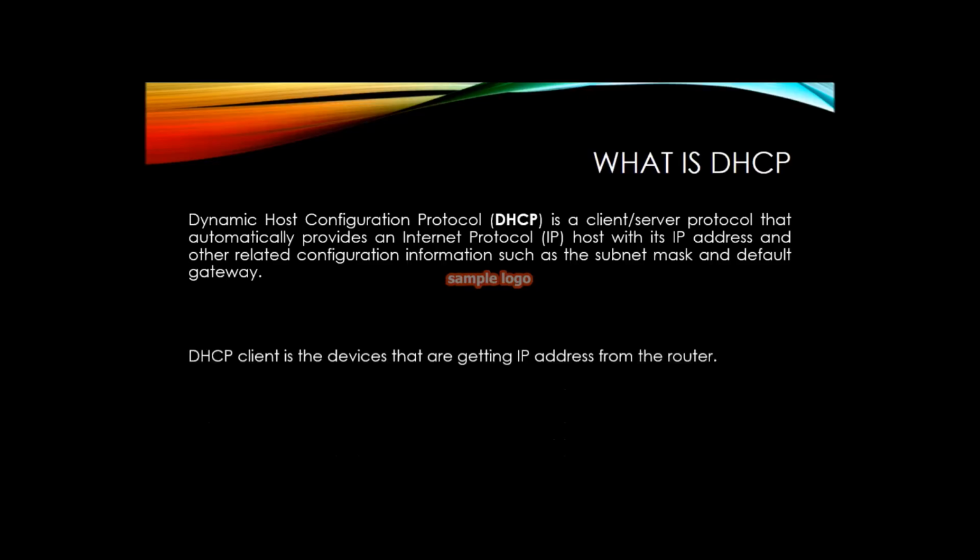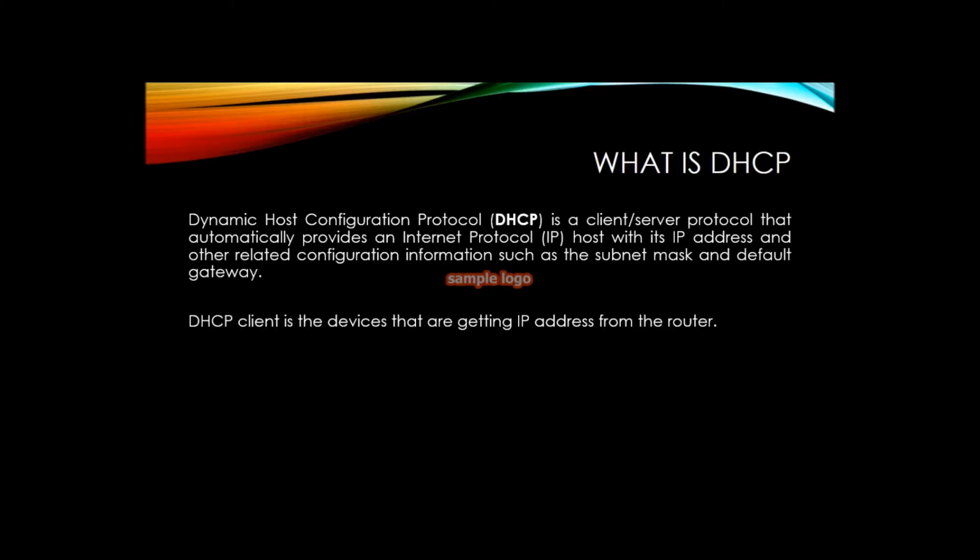Next, a DHCP client is the device that gets the IP address from the router. The client is the device that is getting the IP address from the router. The router is the host. It's the DHCP server.